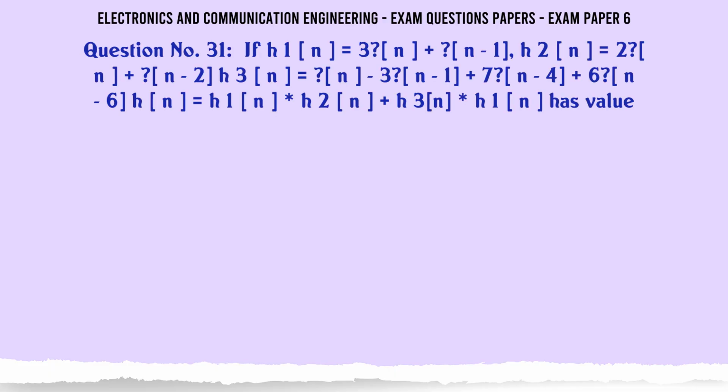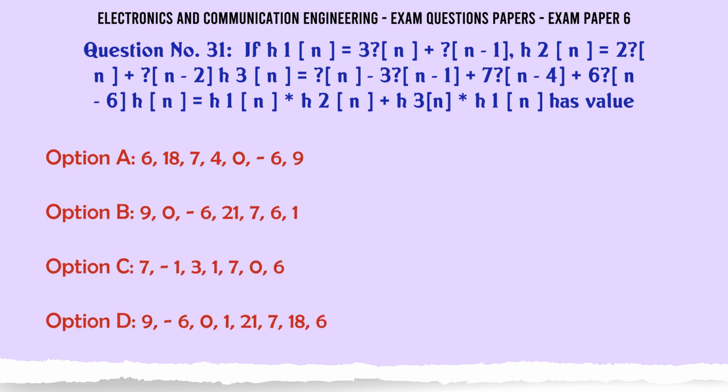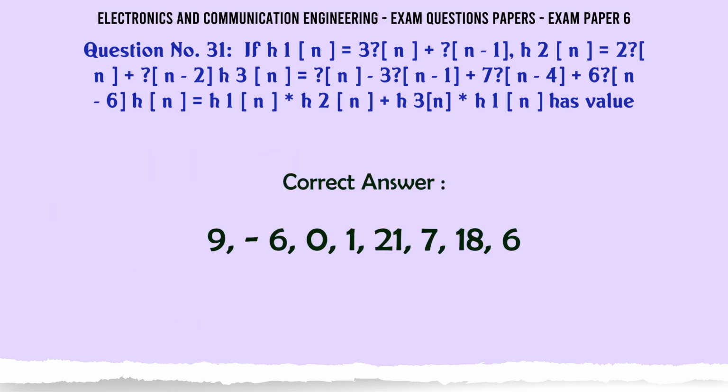If H1N3 N1 H2 N2 N2 H3 N3 N17 N4 6 N6 HN H1 NH2 NH3 NH1 N has value, A) 6 18 74069, B) 906 21 761, C) 7 131706, D) 960 21st July 2018 6. The correct answer is 960 21st July 2018 6.